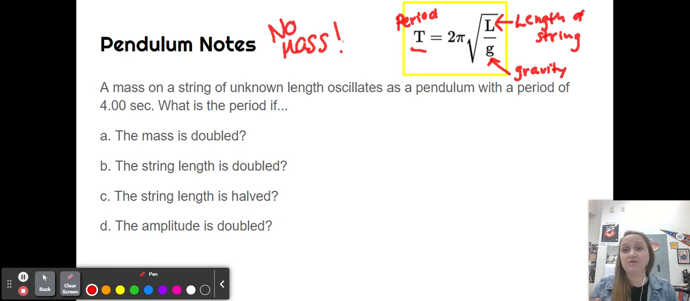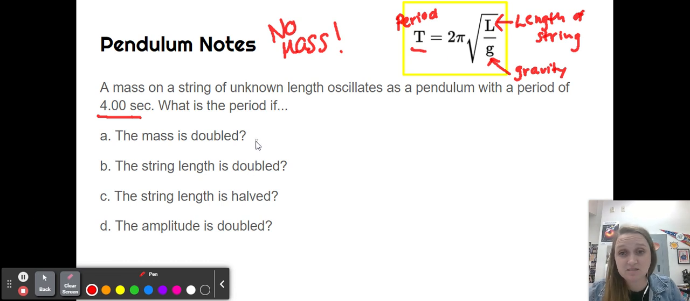So if we're going to look into each of these things, I really want to say, okay, what's going to happen if, so we've got a mass on a string of unknown length that oscillates as a pendulum. So let's say you don't know the length of this. We've got a pendulum. It's going back and forth. And it has a period of 4 seconds. Now, we want to know what will happen to the period if the mass is doubled. Now, I want to go back into the equation. Is there mass in the equation? No.